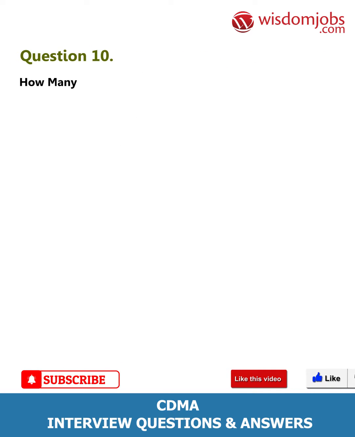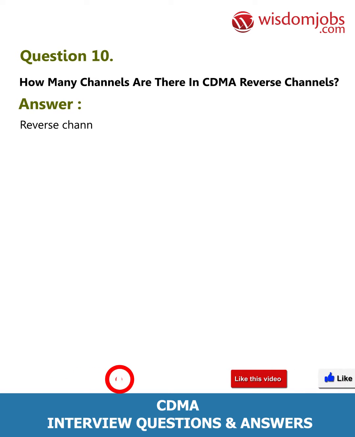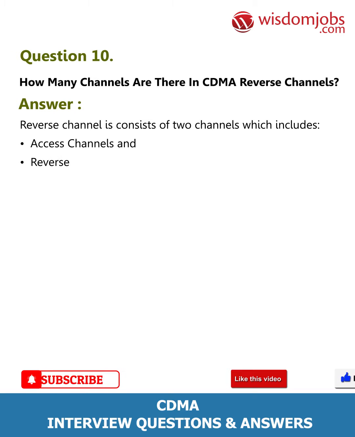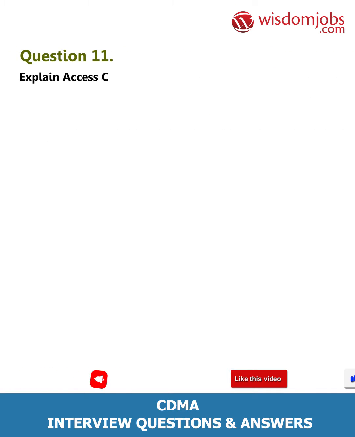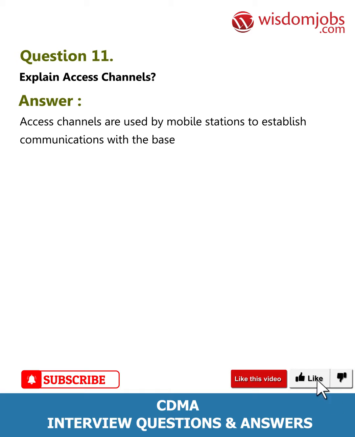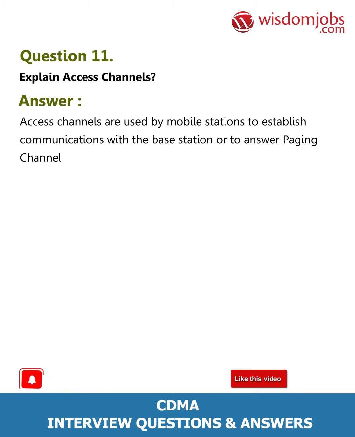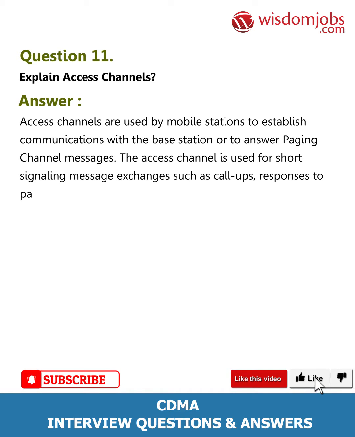Question 10. How many channels are there in CDMA reverse channels? Answer. The reverse channel consists of 2 channels, which include access channels and reverse traffic channels. Question 11. Explain access channels. Answer. Access channels are used by mobile stations to establish communications with the base station or to answer paging channel messages. The access channel is used for short signaling message exchanges such as call-ups, responses to pages, and registrations.